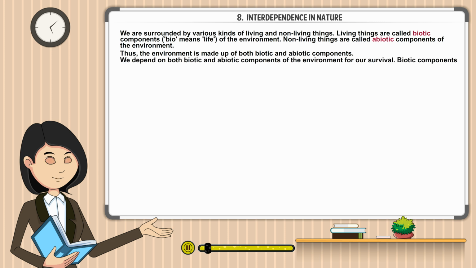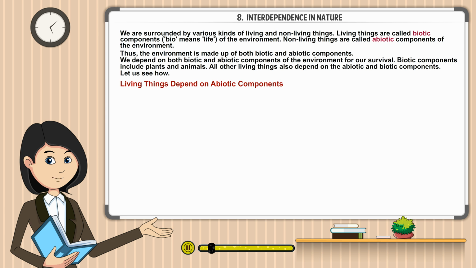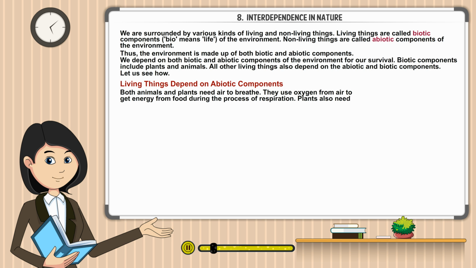We depend on both biotic and abiotic components of the environment for our survival. Biotic components include plants and animals. All other living things also depend on the abiotic and biotic components. Let us see how. Living things depend on abiotic components. Both animals and plants need air to breathe. They use oxygen from air to get energy from food during the process of respiration. Plants also need carbon dioxide from air to make food by the process of photosynthesis.